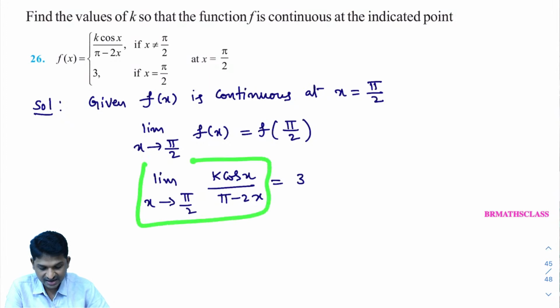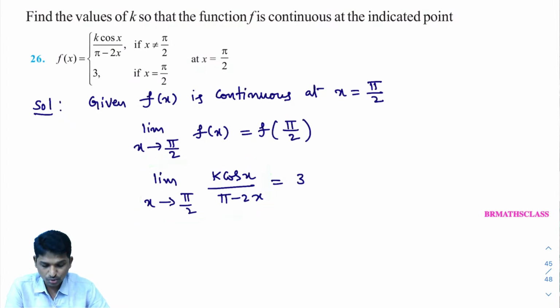Now I'll calculate this limit. How to calculate this limit? Actually, for any problem in the limits chapter, first we'll try the direct method. So in the given function, I'll substitute pi by 2 in place of x. Cos pi by 2. What is the cos pi by 2 value? Cos pi by 2 value is 0. So the numerator will become 0.